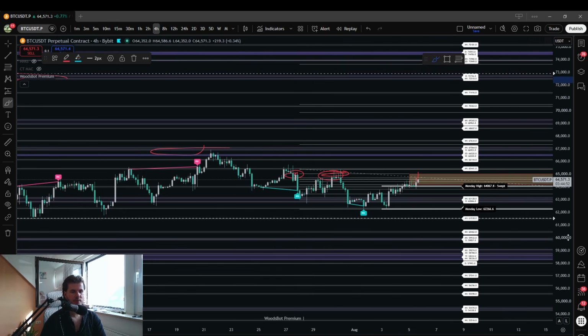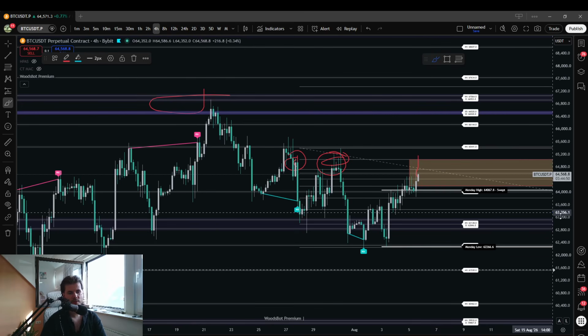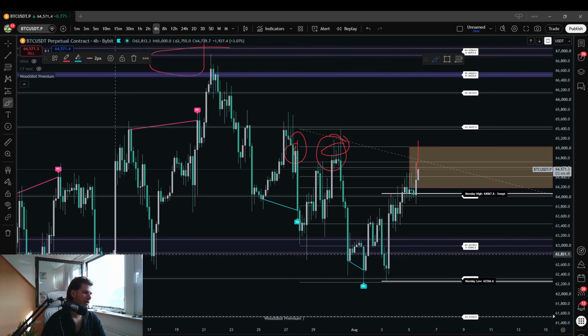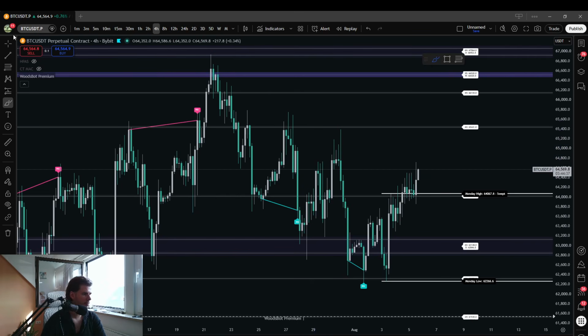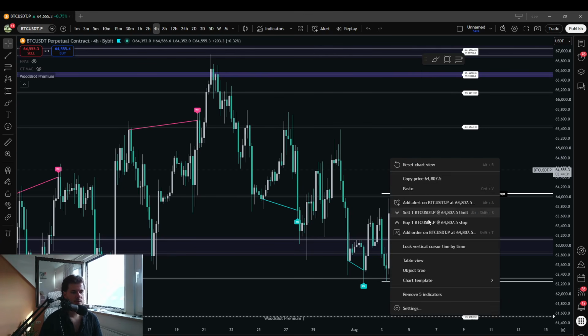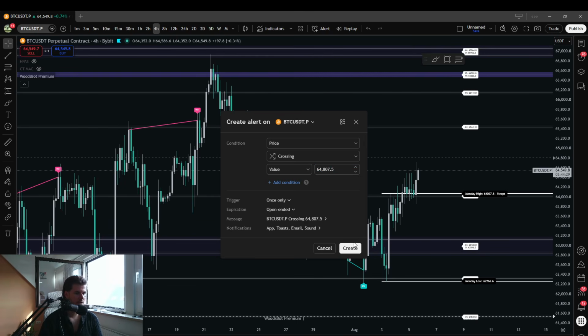But if Bitcoin is gonna continue the downtrend, it should be from this level. There should be no reason for Bitcoin to push even above these highs if it's gonna be bearish. So I will be watching this. Let me actually set some alerts for this. I'm interested in Bitcoin when it's gonna be closing above these highs, so I will be setting myself alerts.